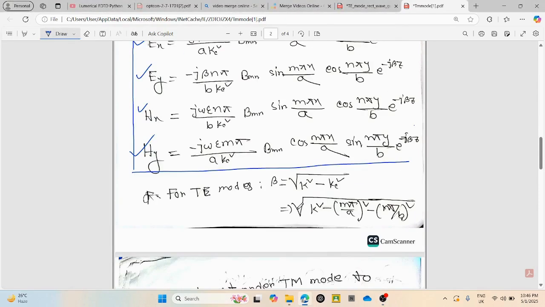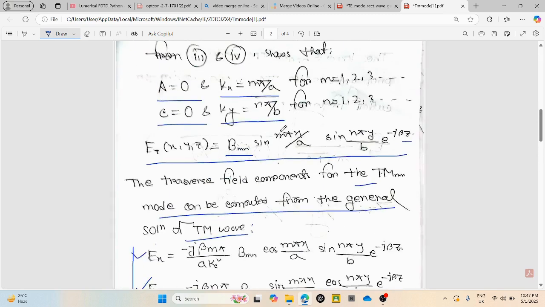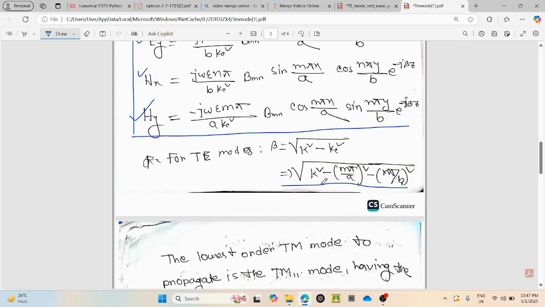As we have also seen in the previous case of TE modes, the propagation constant beta is defined as root over k square minus kc square, which can be further expanded. Putting in the values of kc, where kc square is equal to kx square plus ky square, and then putting the values of kx and ky that we got here, we ended up with this equation, and that was for the case of TE modes.